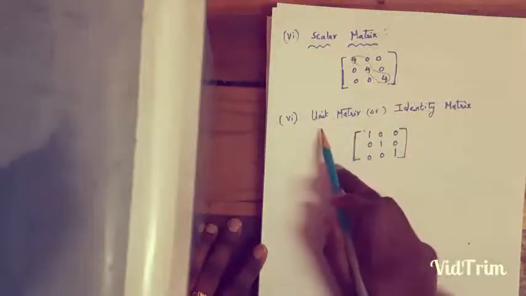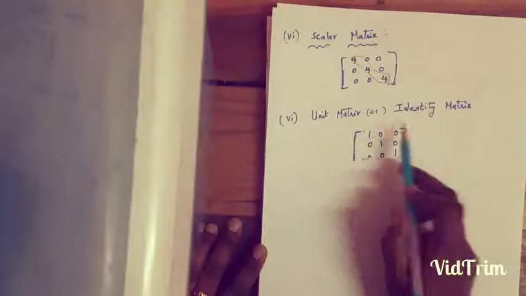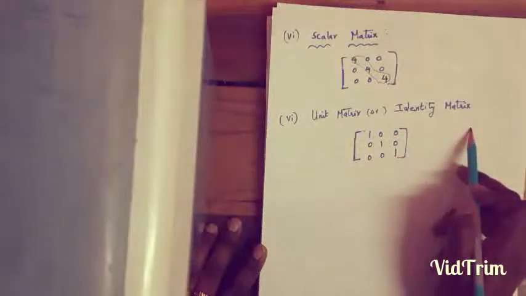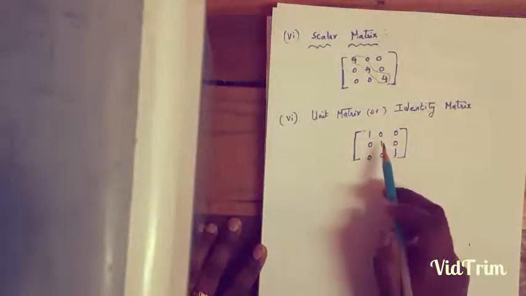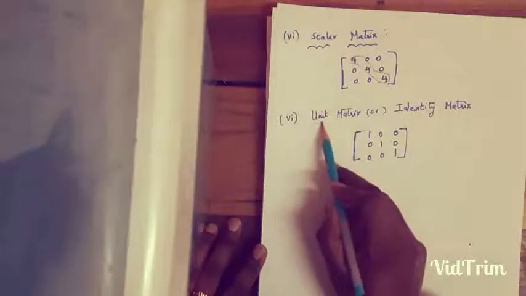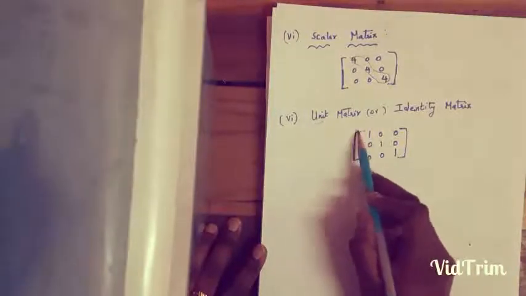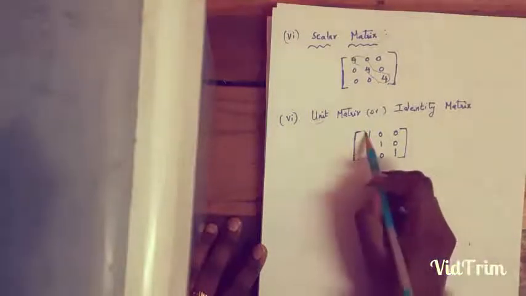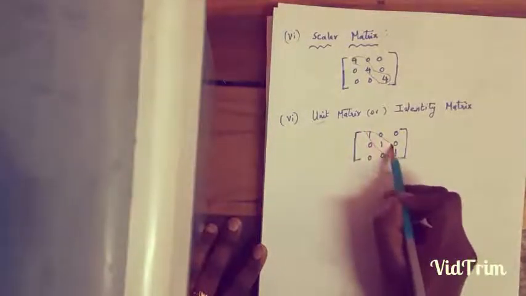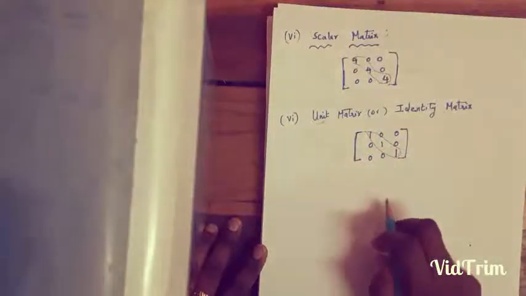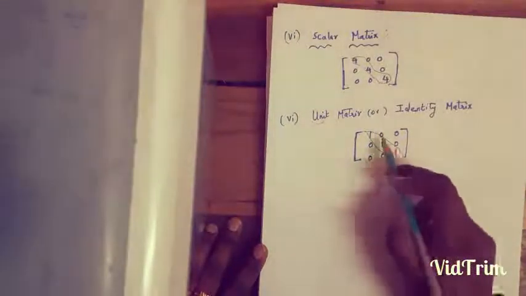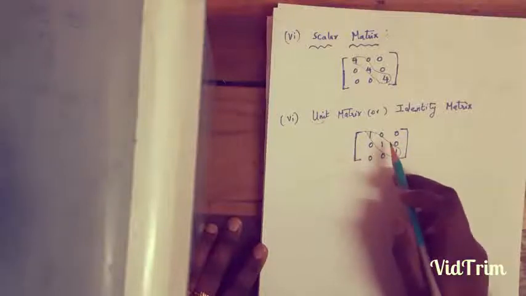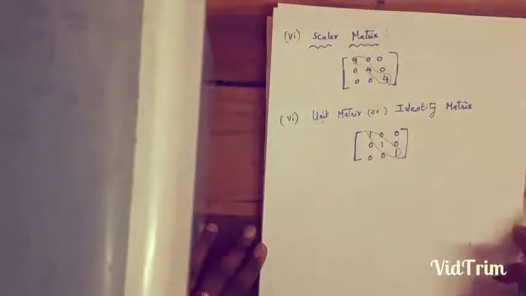And the next type of matrix is the unit matrix or identity matrix, which is very important. The name itself suggests it: unit means the number 1. So a unit matrix is a matrix in which the leading elements are all 1 and the remaining elements are 0. This is called a unit or identity matrix.